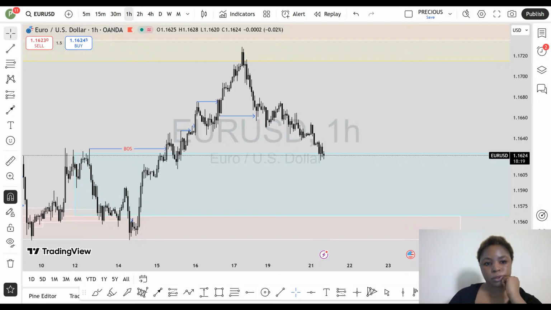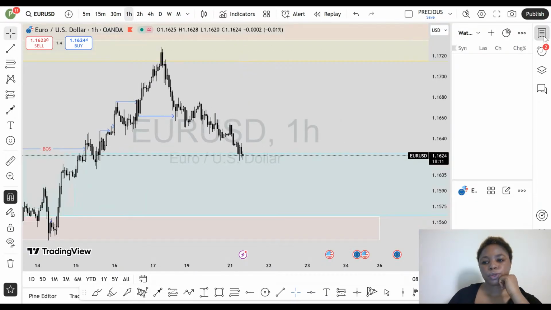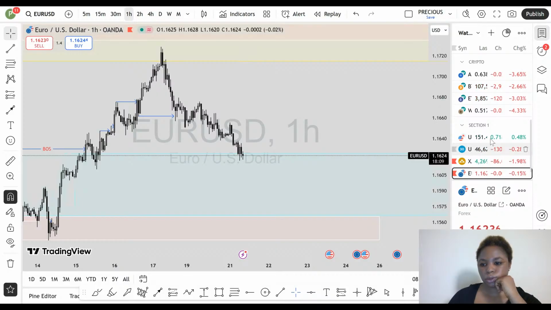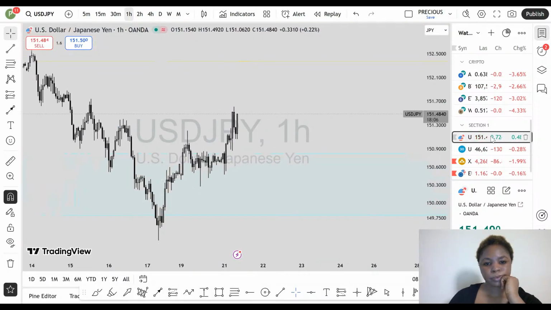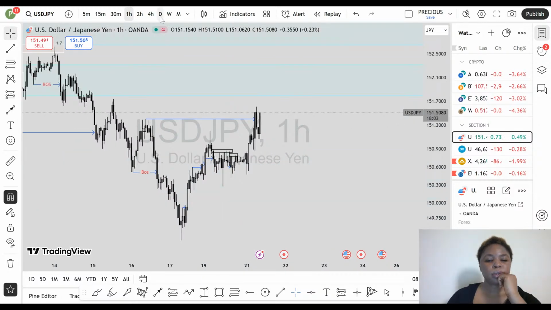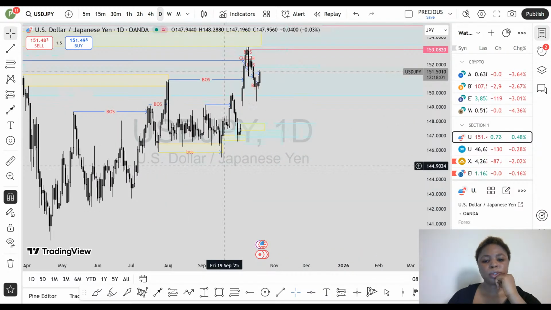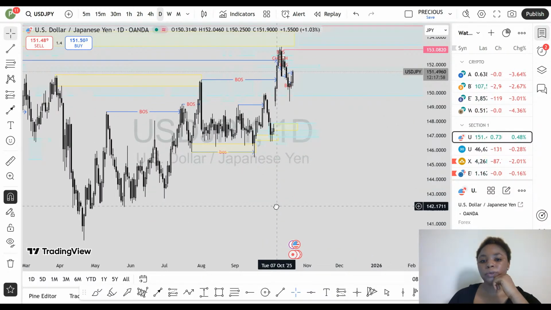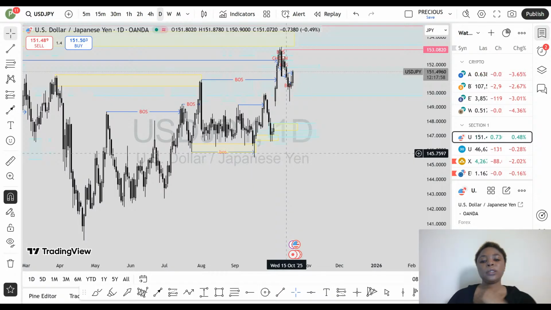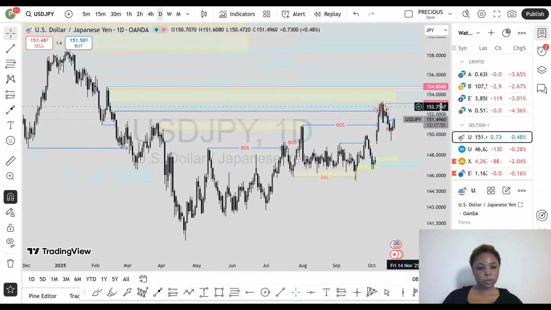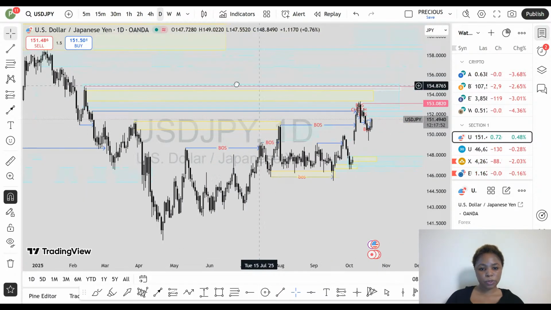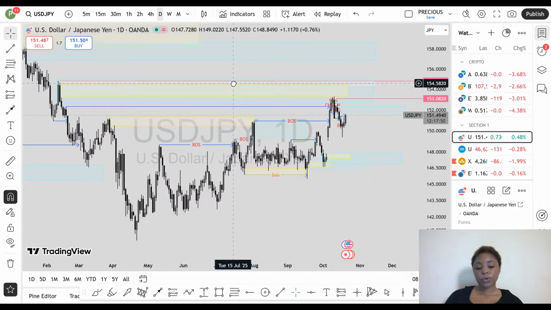Okay, let's go to USDJPY. Okay, so let's start with the daily. So this is on USDJPY, and the first time I gave this trade idea on the group chats, we were selling.